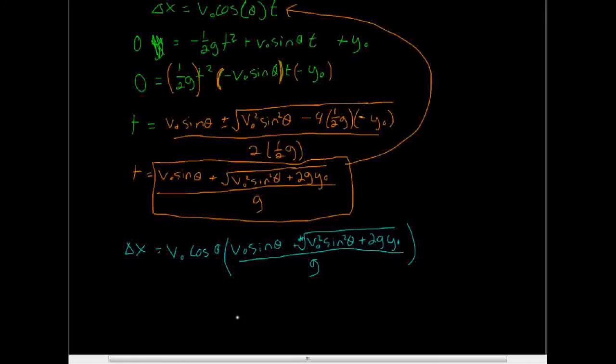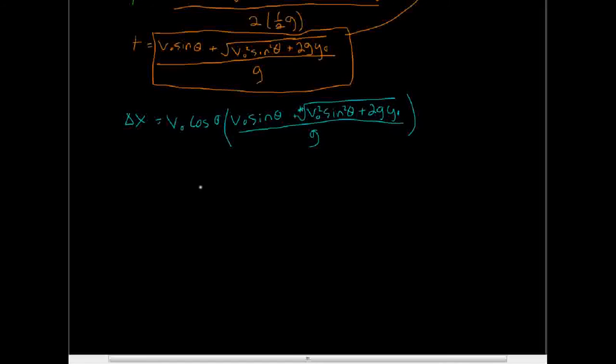And we can simplify this a little bit by multiplying the terms out, and we get delta x equals v naught squared cosine theta sine theta. I'm gonna leave the g, make the whole thing over g. But you could separate the g into each individual terms. That's something your call. It really doesn't make a difference. Plus, I'm going to put the v naught cosine theta into the square root. So plus the square root. So in order to do that, I have to square it.